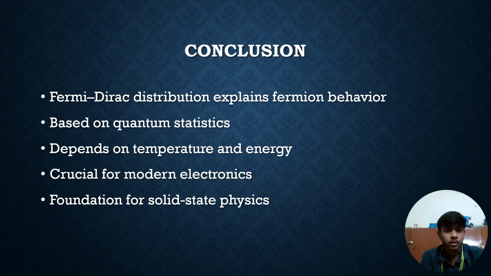Now, conclusion. Fermi-Dirac distribution explains fermionic behavior and is also based on quantum statistics, and it depends upon temperature and energy. It is crucial for modern electronics and a foundation of solid state physics. We already know about quantum mechanics in solids.